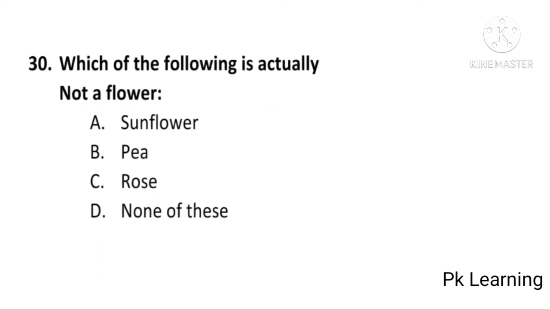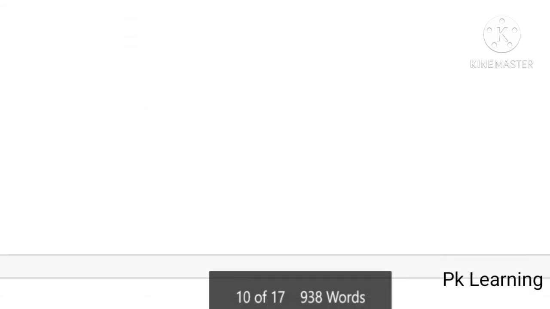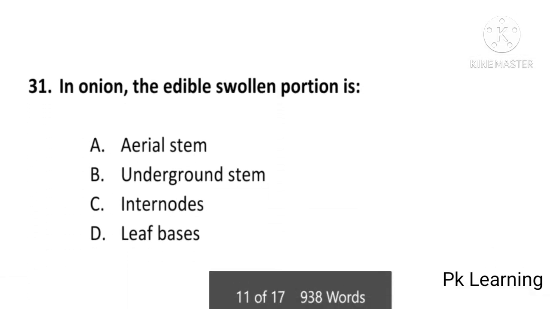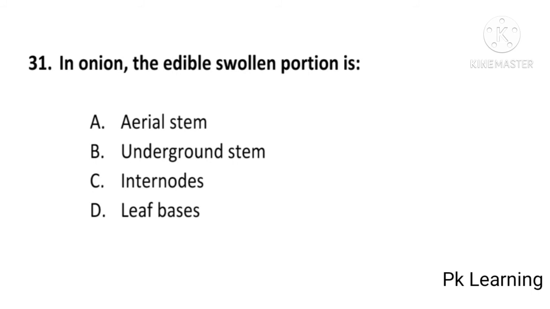And next question is, which of the following is actually not a flower? Sunflower, pea, rose, or none of these? And answer is A, sunflower. Which of the following is actually not a flower? It is sunflower. A is correct option. And next question is, in onion, the edible swollen portion is aerial stem, underground stem, internodes, or leaf bases. And answer is D, leaf bases. In onion, edible swollen portion is leaf bases. D is correct option.